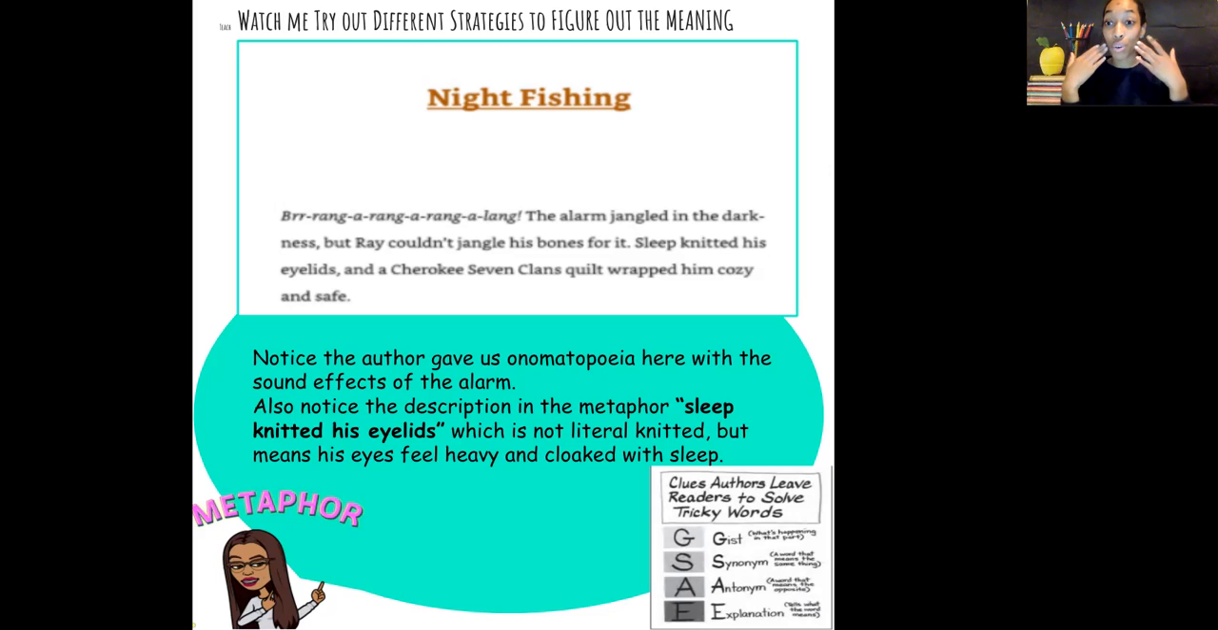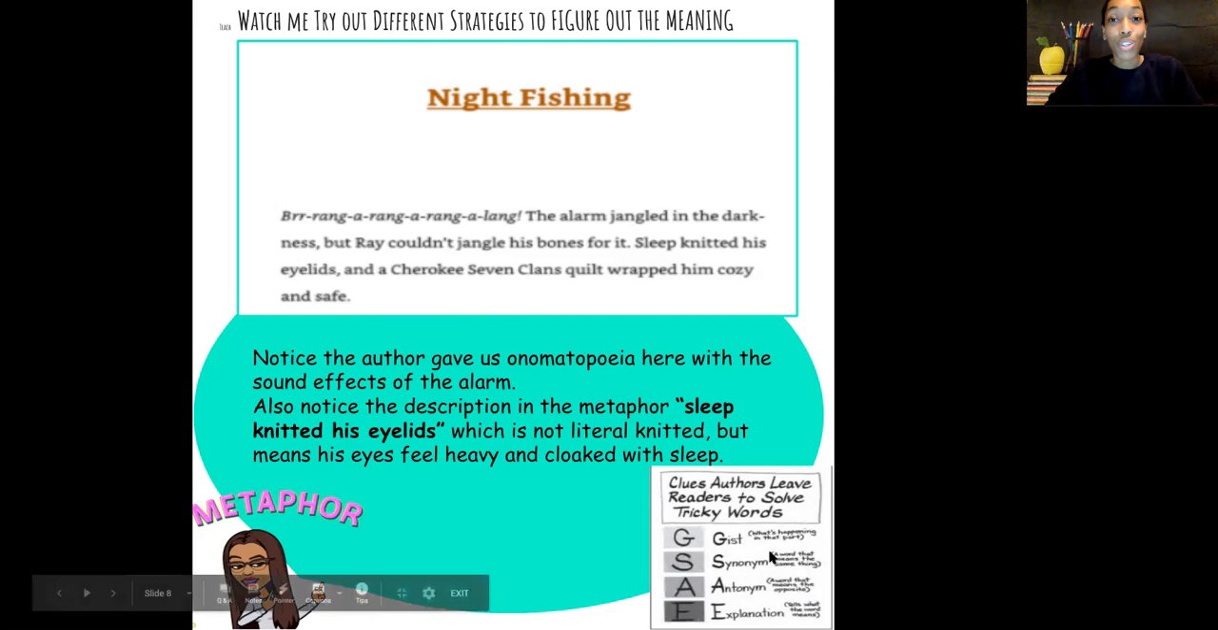So see how I noticed the clues that the author left? And to really think of the literal meaning, and that will make sense. So it has to be figurative. It's comparing that this type of sleep was this heavy sleep, and that Ray was really comfortable, cozy in this sleep.